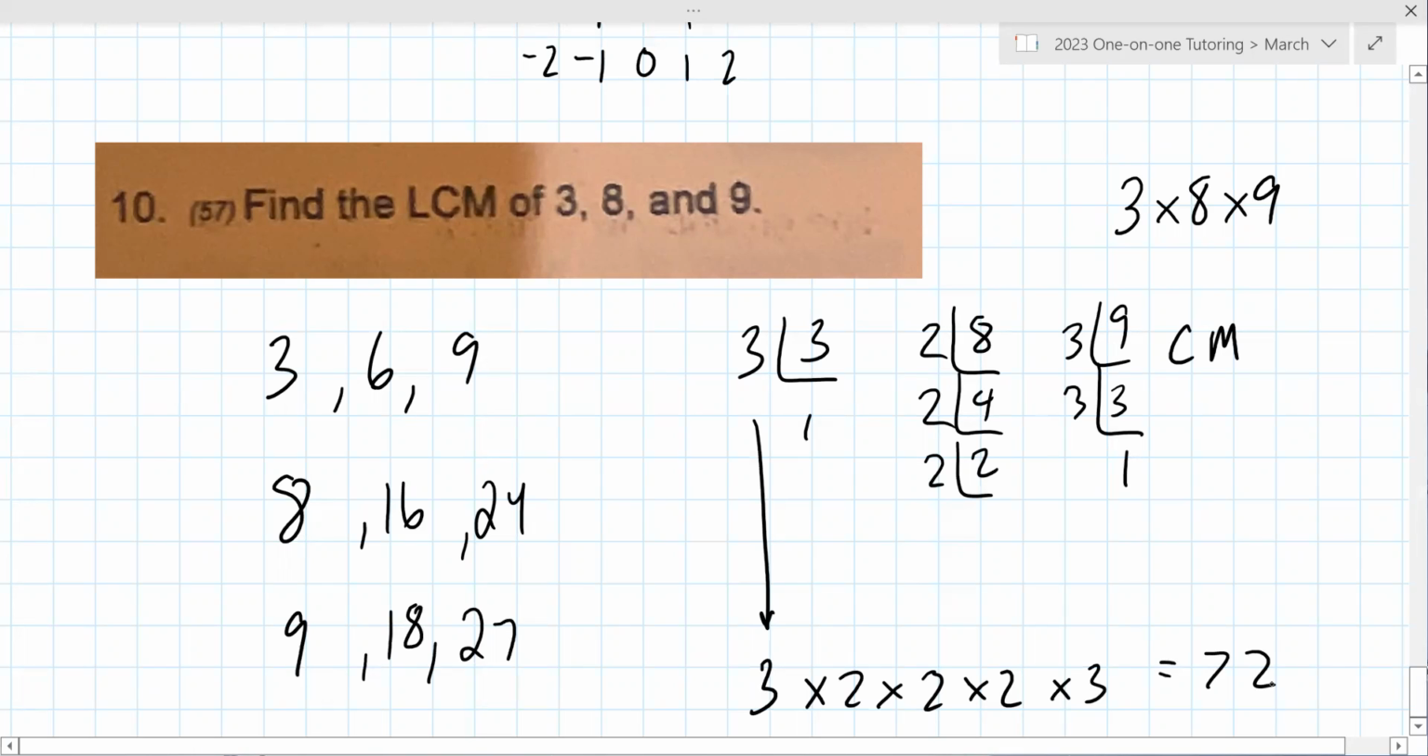Wait, so for each one, you just put all the factors. Yes, and then you collect. You start with 3 because you need a 3 to get that 3, and then since you don't have any 2s, you've got to use all those 2s. But when you get to 9, it's two 3s, but you already have a 3. That's why you only add one more 3. Oh, okay, yeah.